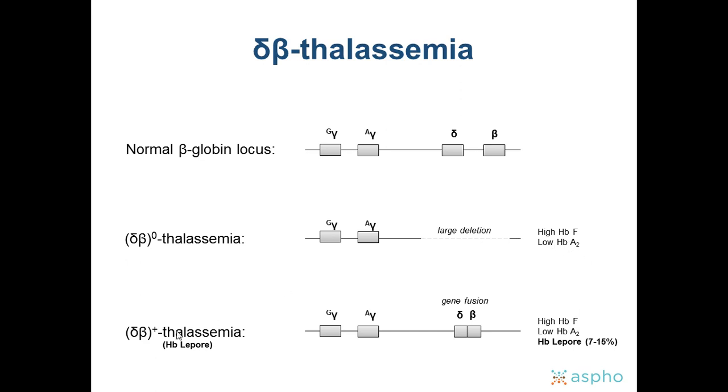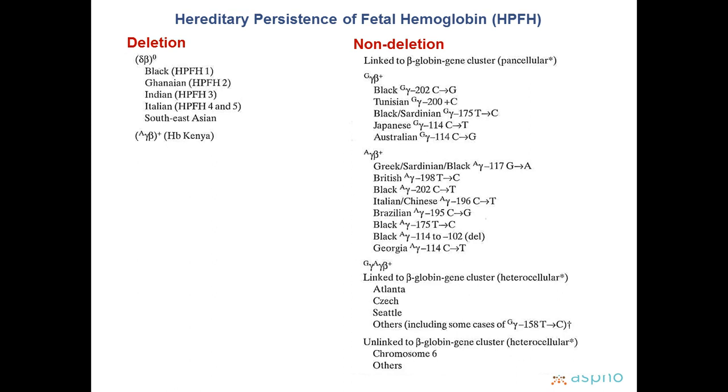Okay? Delta beta plus thalassemia, that means that there's some gene that's there, but it's a delta beta fusion gene, called hemoglobin Lepore, and there are variants like it. So they'll also have high F and low A2. So delta beta thalassemia, high F, low A2, and then you might see hemoglobin Lepore if it's a delta beta plus thalassemia. Now, related to delta beta thalassemia is HPFH, or hereditary persistence of fetal hemoglobin.